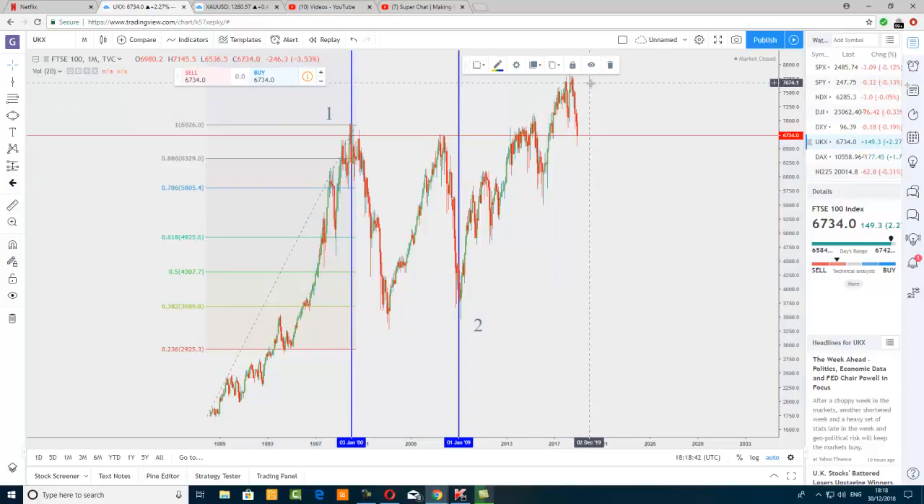So at this point in time, as I'm speaking to you, I am completely reluctant to call this a third wave. It has failed to go above the 138.2% Fibonacci extension level of the first wave, and it did not even, okay, a second, it didn't reach the 161.8% Fibonacci extension level.